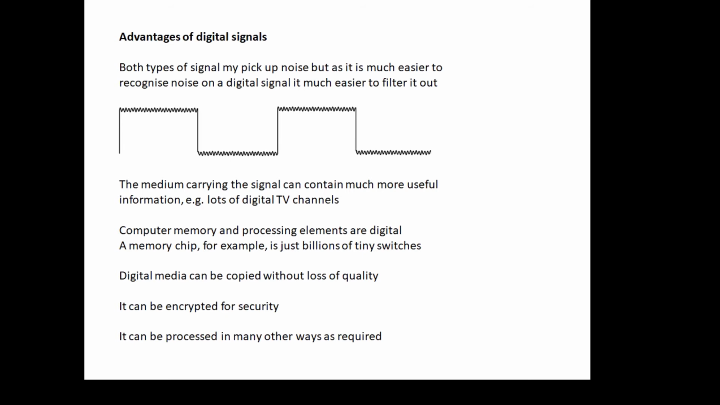Computer memory and processing elements are digital. A memory chip, for example, is just billions of tiny switches. I talk about how the very first computers, the memory elements were little magnets, which were either magnetized north or south. From there we went to valves, which were very large and hot, inefficient things. Then to transistors, and now we're on integrated circuits. And these things can have millions and millions of tiny little electronic switches, which are either 1 or 0.